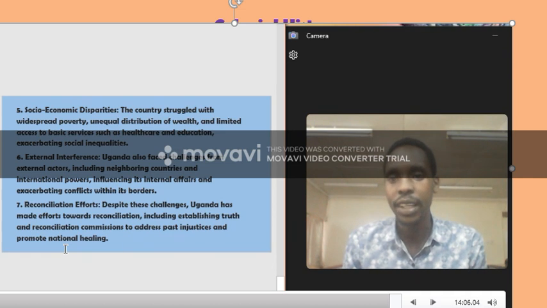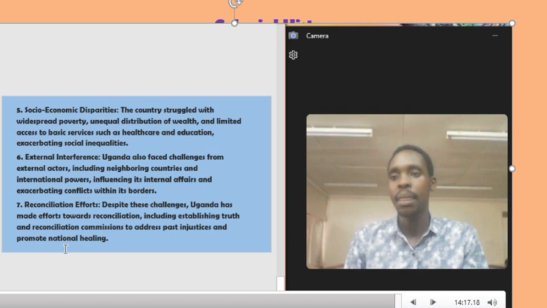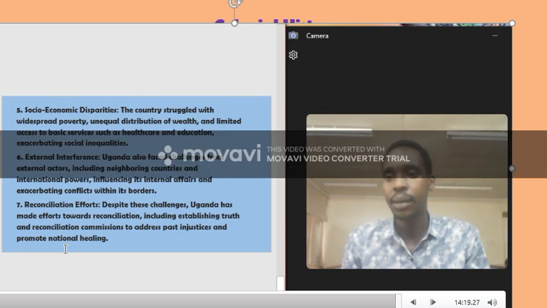Point number six, external interference. Uganda also faced challenges from external actors, including neighboring countries and international powers, influencing its internal affairs and exacerbating conflicts within its borders.